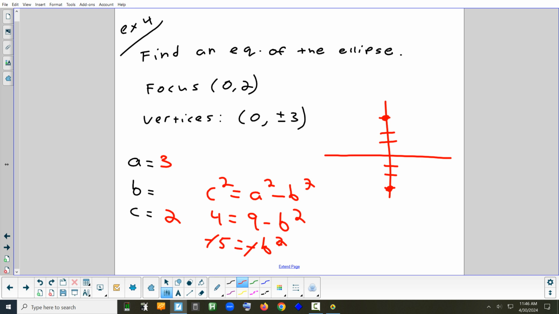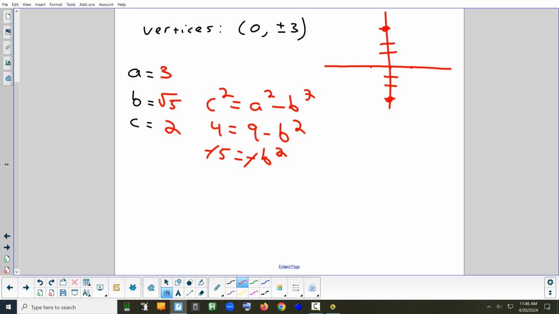Now, that square root of 5 would only really be useful if I was going to graph it. What I really need for the formula is 5. I need B squared. But this square root of 5 tells me the distance from the center to the minor axis. So whatever the square root of 5 is, probably like 2.2, 2.3, that's the distance from the center, left and right. All right, so let's make our equation.